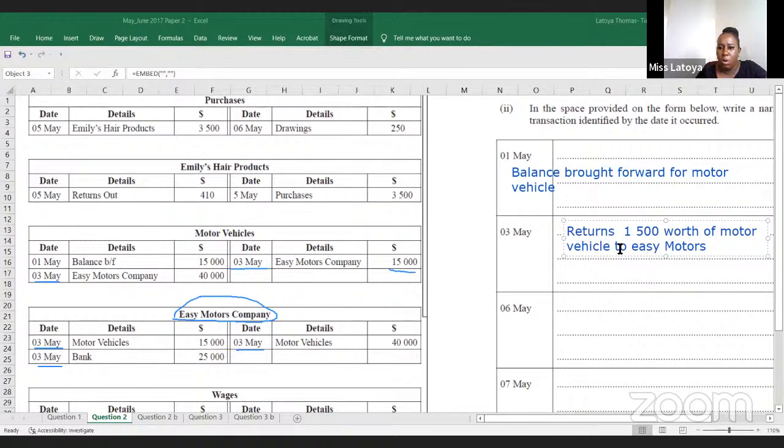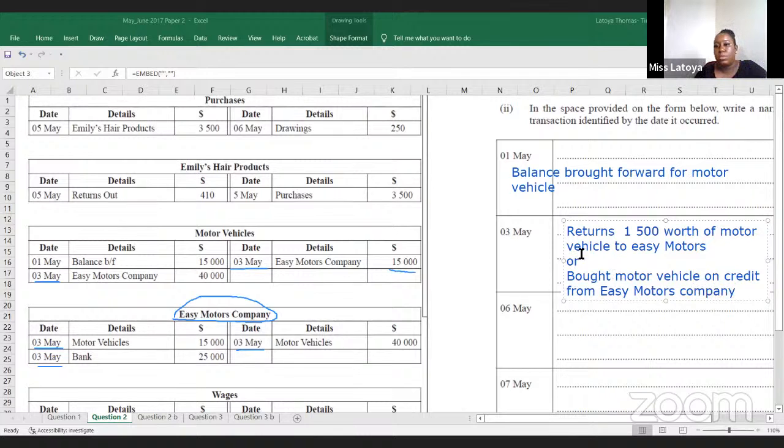All right, or another narrative that can work here is bought motor vehicle on credit from Easy Motors Company. Okay, y'all seeing that? So either one of those narratives will work for this transaction.